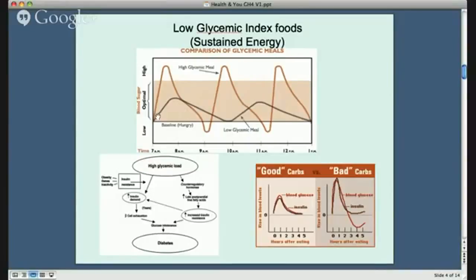But low glycemic foods have a different effect. They have a less high rise and also a slower release of the energy. Of course, by having high glycemic foods, the insulin resistance is reduced, the sensitivity to sugars is decreased, and the chances of getting diabetes is increased. So you can see the blood sugar comparison over here.